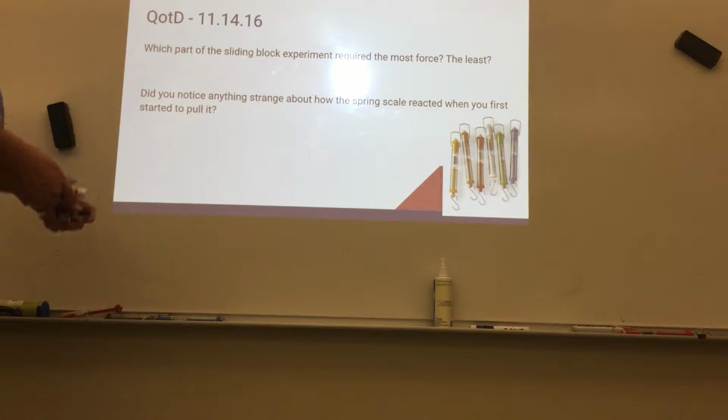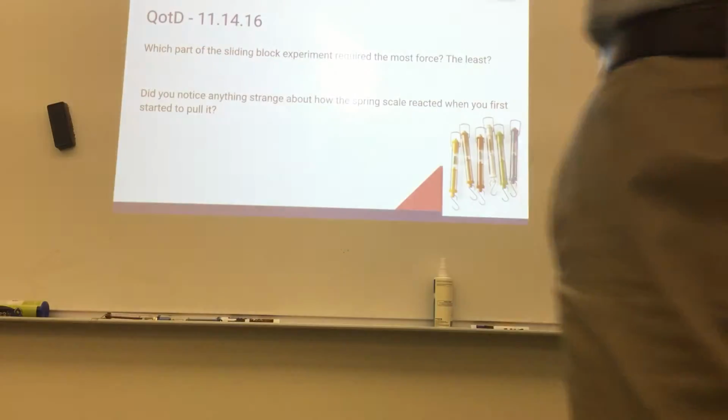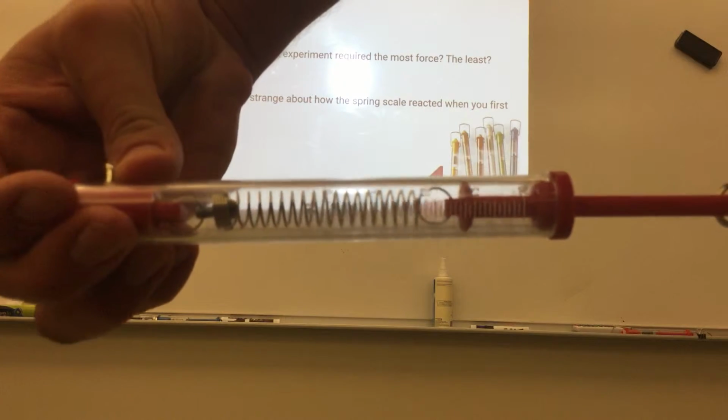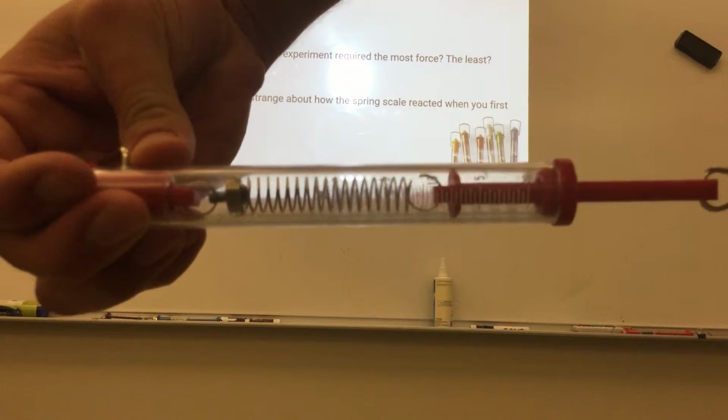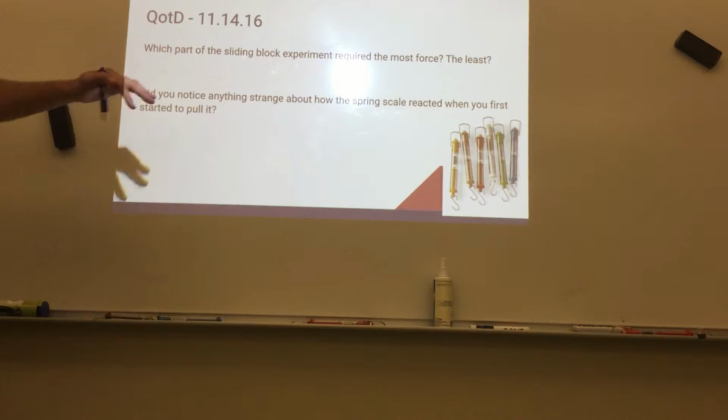Second part, did you notice anything strange about when you were pulling on that? I'm going to get up close to the camera here. What you should see is that when you first pulled on it, it took more force, and then as soon as that object was in motion, it took less force. It went back down. Hopefully you noticed that, and hopefully you thought maybe that was a little bit odd.